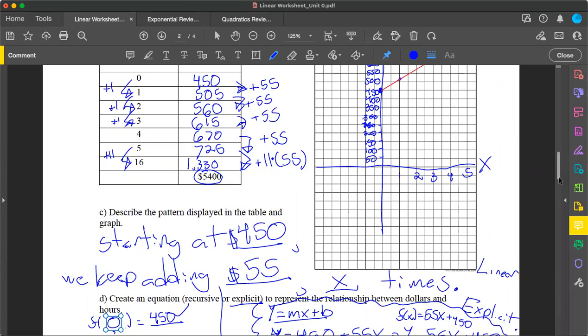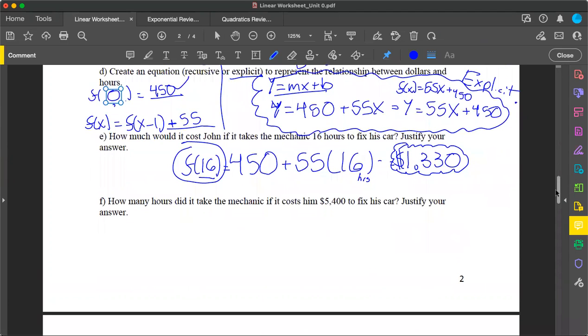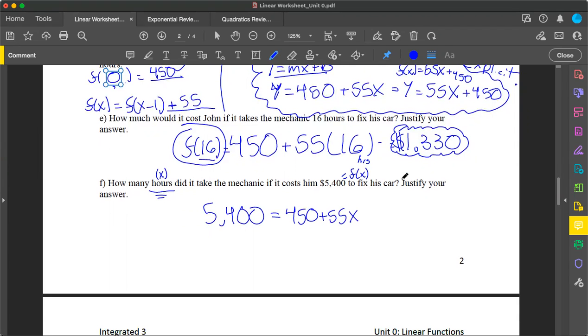Now we're going to work backwards because we know the amount of dollars, which is 5,400. But now we need to find the hours, which we said was x. And we know that our outcome, 5,400, could be written as f of x. So you could say that 5,400 equals 450 plus 55 times x. And that's legit. That's a good setup. I applaud you if you were thinking this.